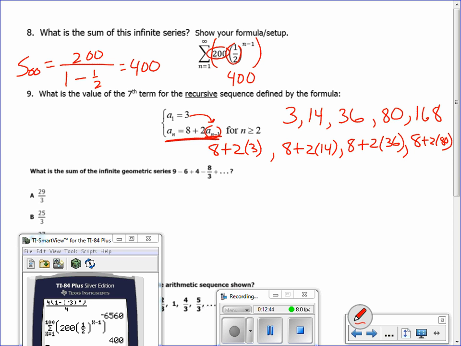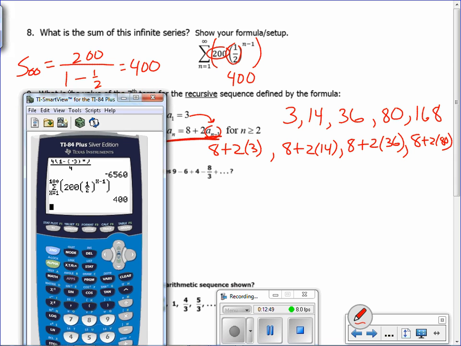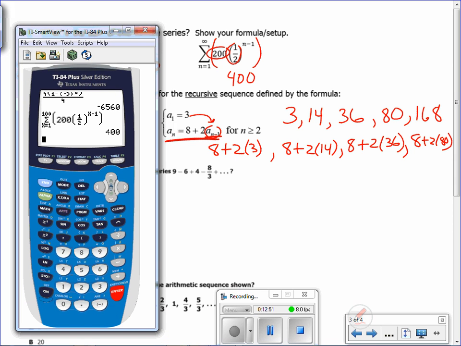All right, now I need my calculator, I think. I need 7 terms. So now I have to do 8 plus 2 times 168. Then I have to do 8 plus 2 times 344. So you're always using the last answer in your new answer. So 696.